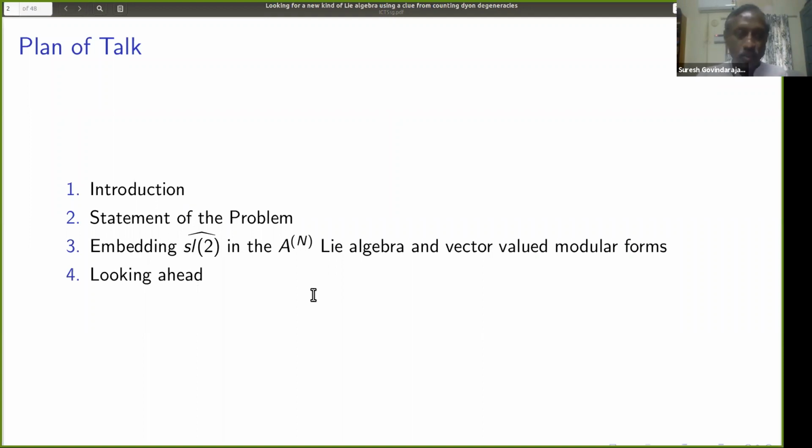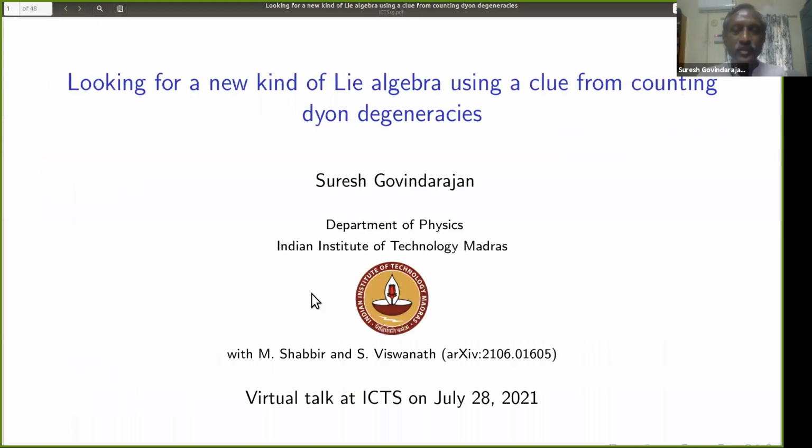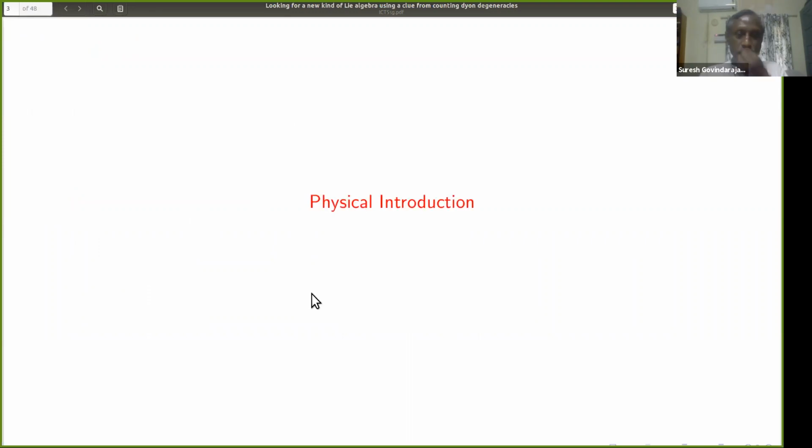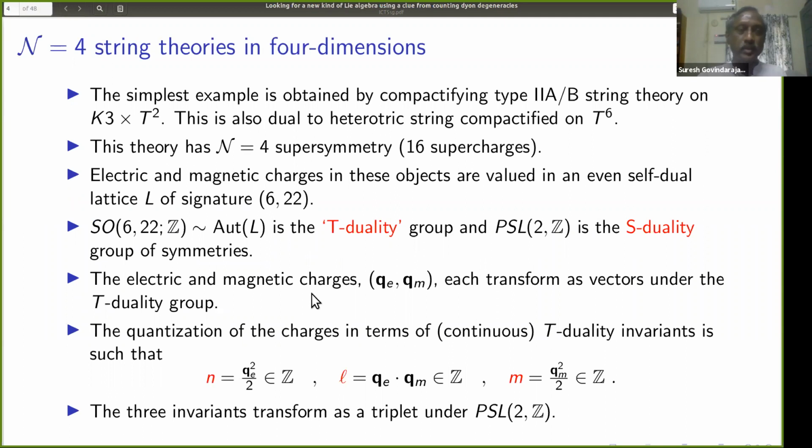One thing I want to emphasize is that I'm saying we are looking for a new kind of Lie algebra. We have not found it yet. We have the seeds of it, but we don't know the complete answer. So this is work in progress in that sense. We start with the physical introduction, and then there will be a mathematical introduction. And one more thing: I allow interruptions of any kind, and no question is stupid.